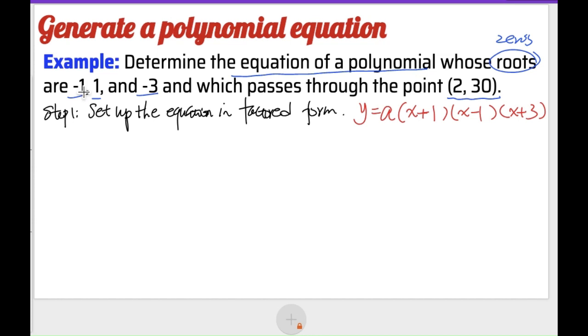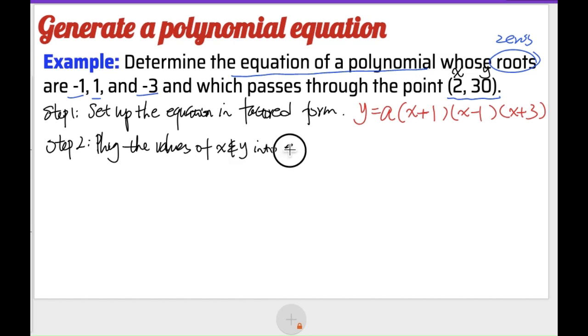As you can see, every single number: +1, -1, then +3. Next, we have extra information, which is the points. So we are going to plug in the values. In the point, we know this represents x, this represents y. So we are going to plug in the values of x and y into the equation.